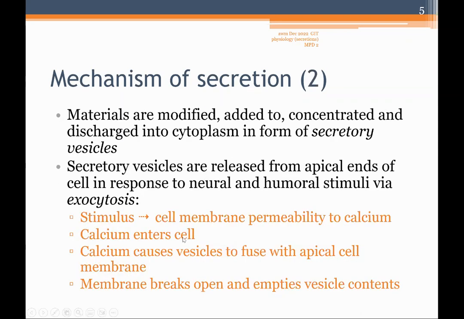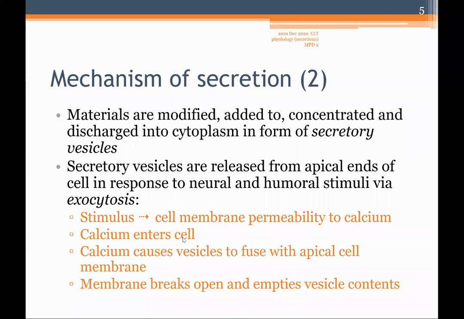So then after that, the materials are added to in the Golgi vesicles, or at least at that point, and they're modified, they're added to, they're concentrated, and eventually discharged into the cytoplasm in secretory vesicles.